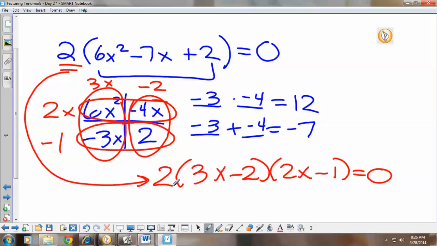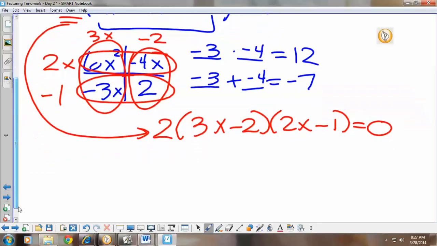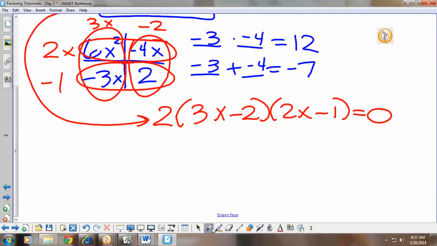Okay. Now how many factors do I have? 3. So my first factor is 2. So I would say 2 equals 0. Does that make sense? Does 2 equal 0? No, it definitely doesn't equal 0. That's not going to be anything. I can't do anything with that. There's nothing I can do. Go to your next factor.